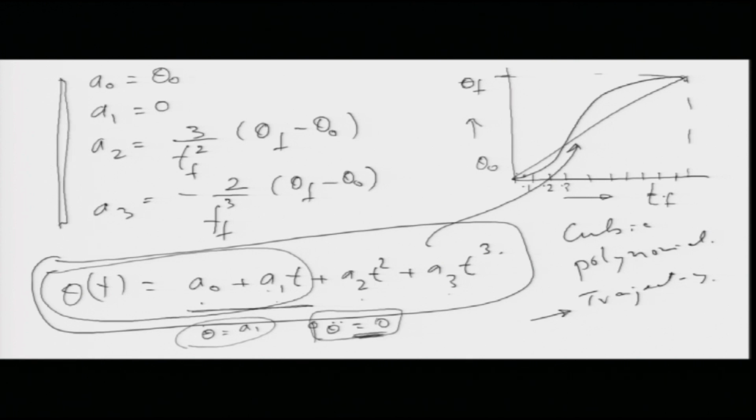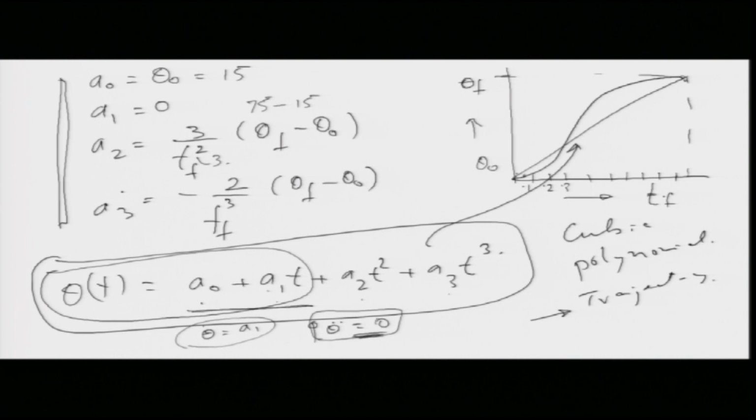So, what we will do is a0 is equal to theta naught, which is 15 degrees. a1 is 0, it is given already. Now, Tf is equal to 3 seconds, that we know, and theta f minus theta naught we know, this is 75 minus 15. So, I simply take the values, put them into these 4 equations and get the values of a0, a1, a2 and a3.